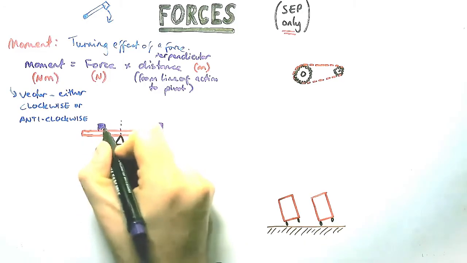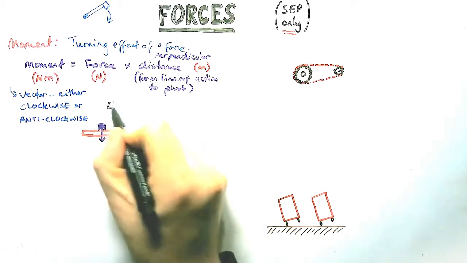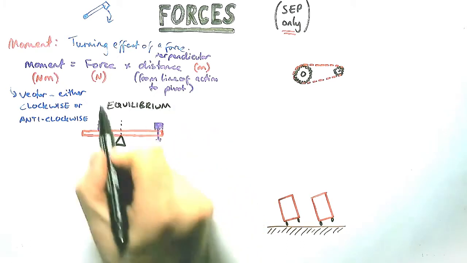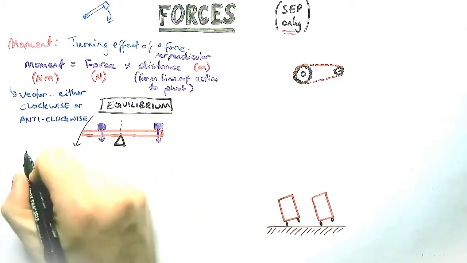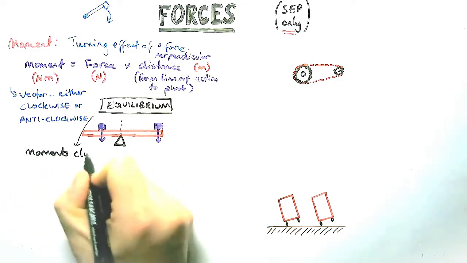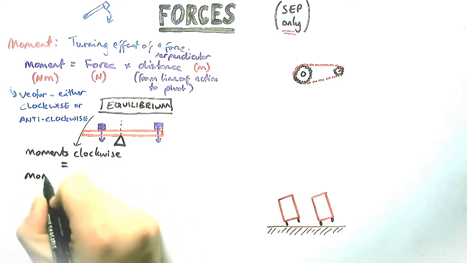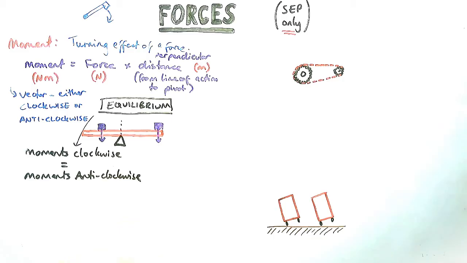Now, let's go back to our seesaw and have a look at this situation in a bit more detail. Lots of moments questions, especially mathematical ones, will involve something being in equilibrium. Equilibrium, we should know from my other forces video, means things are balanced. For a turning force, equilibrium doesn't just apply to forces; it applies to moments. Equilibrium means that moments clockwise are equal to moments anti-clockwise.